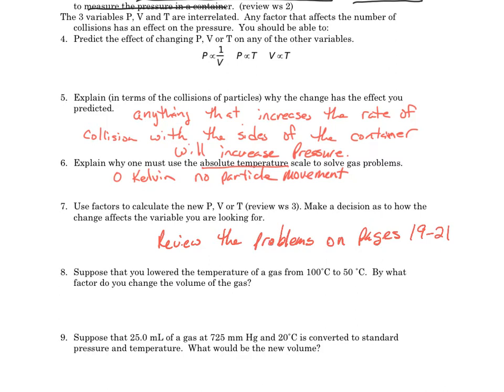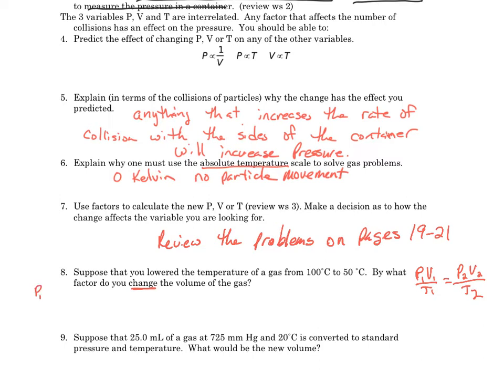Suppose that you lower the temperature of a gas from 100 to 50 degrees Celsius. By what factor do you change the volume of the gas? So the first thing I'm going to do is my variables, and I'm going to just write them out. So I've got a change going on here. So the formula I'm going to need is the combined gas law, P1 V1 over T1 is equal to P2 V2 over T2. So now I'm going to write my knowns down. Now, when you're writing your knowns, you have to identify which known is what.